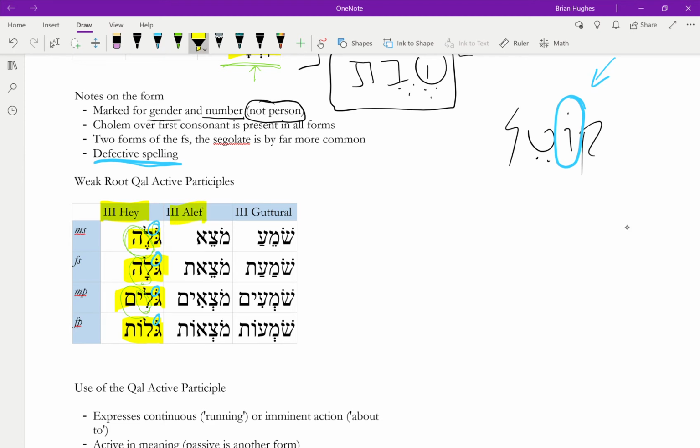Third alephs take a slightly different form. So in our masculine singular, they're the same form we expect, motse. So we have our holem and our tsere in the masculine singular, motse.